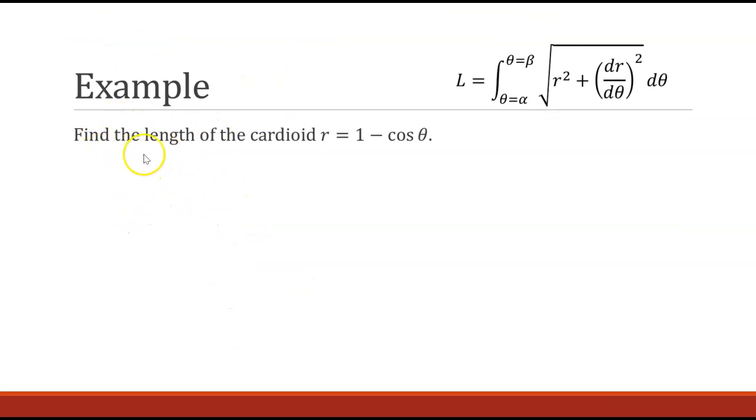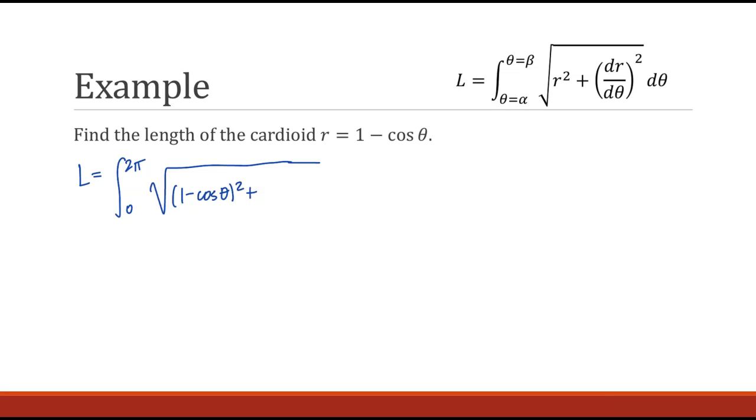And in this example, we're going to find the length of the cardioid, r equals 1 minus cosine theta. So here, although the limits of integration aren't explicitly provided, in order to get the length of the full cardioid, which is like that heart shape, we're going to have to go around the entire unit circle. So we're going to have to extend from 0 to 2 pi. So to set up our arc length here, we're going to say the integral is from 0 to 2 pi of the square root of r squared, so 1 minus cosine theta squared, plus dr d theta squared.